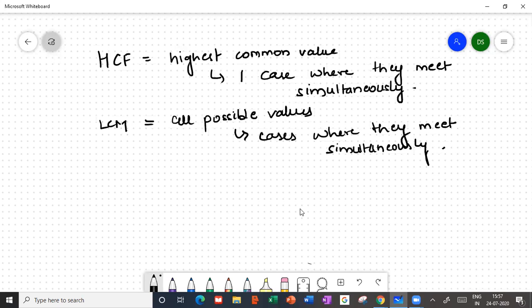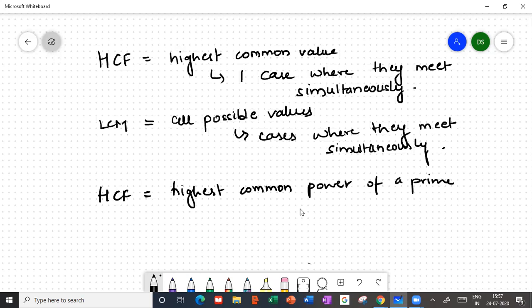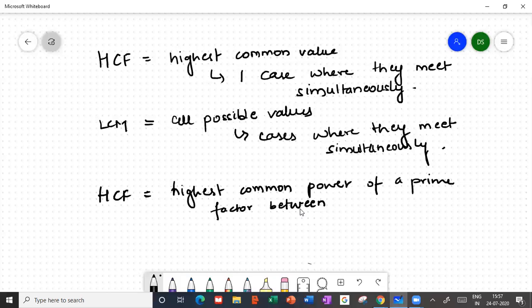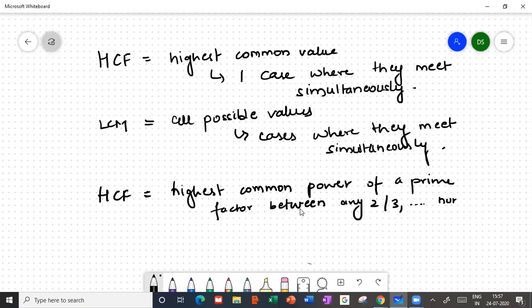Okay, I'll just give you a hint here. Cool. HCF, basically, you need to find, I know it's a bit confusing, but you need to practice a lot for getting this correct, right? So HCF is basically the highest common power of a prime factor between any 2, 3 numbers.